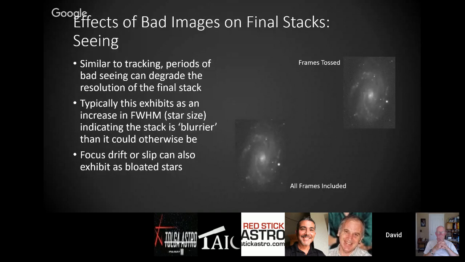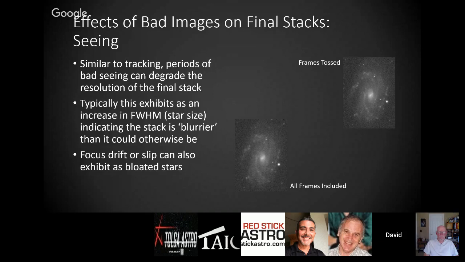You know, periods of bad seeing can degrade the final resolution. Typically what this looks like is a blurring. So you can see these two frames here. In the upper right, you have a stack where I tossed a couple frames. The lower left is where I didn't. You can see it's definitely blurred in the lower left. This one was pretty bad. I had a fair amount of data that was blurrier for this stack, and I only took the subs that didn't have this.